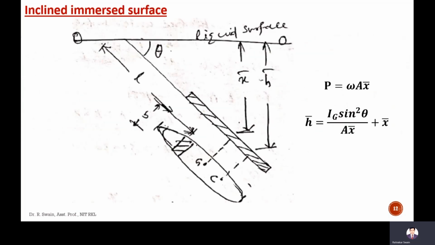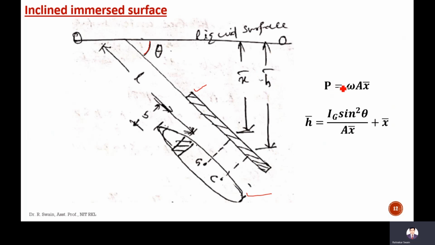Okay, coming to the next surface, that is the inclined immersed surface. Horizontal is over, now vertical is over, now inclined immersed surface. This is the surface which is inclined at theta angle. This is the top view of this surface, just to calculate the Ig, that is the moment of inertia. The CG of the surface acts at X bar distance and center of pressure acts at H bar distance.